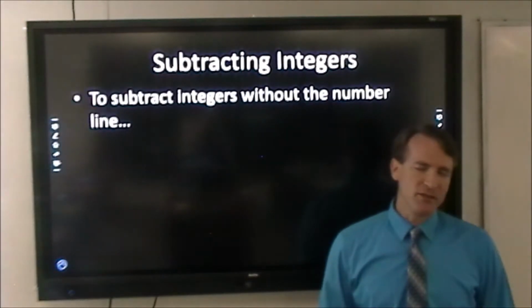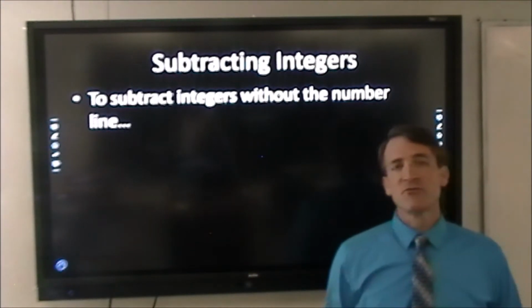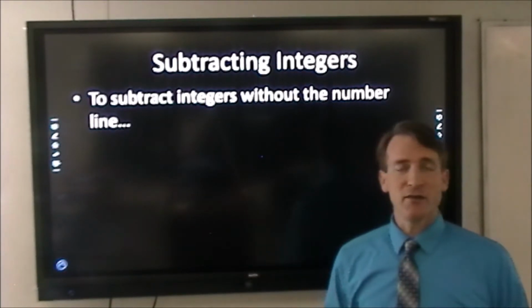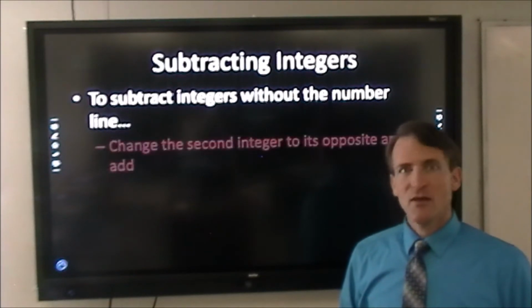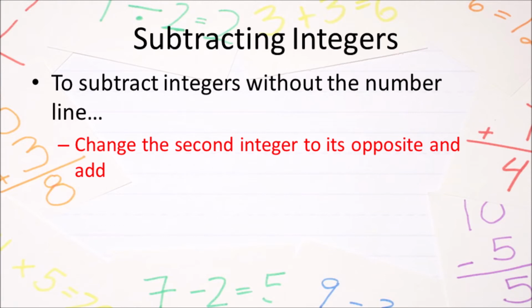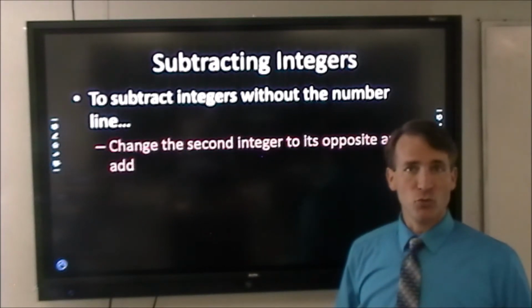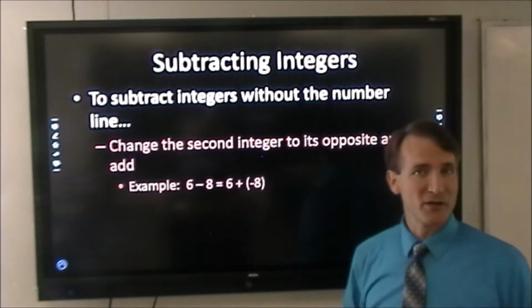So what about subtracting integers? This is a little bit more of a challenge, I've noticed throughout the years, for many students. To subtract integers without a number line, we are going to change the subtraction into addition. To do this, we're going to change the second integer, the one that we are subtracting, to its opposite and then add. And I'll show you an example of what I mean. Once we have this done, we can use our addition rules. So that allows us not to memorize a bunch more rules.